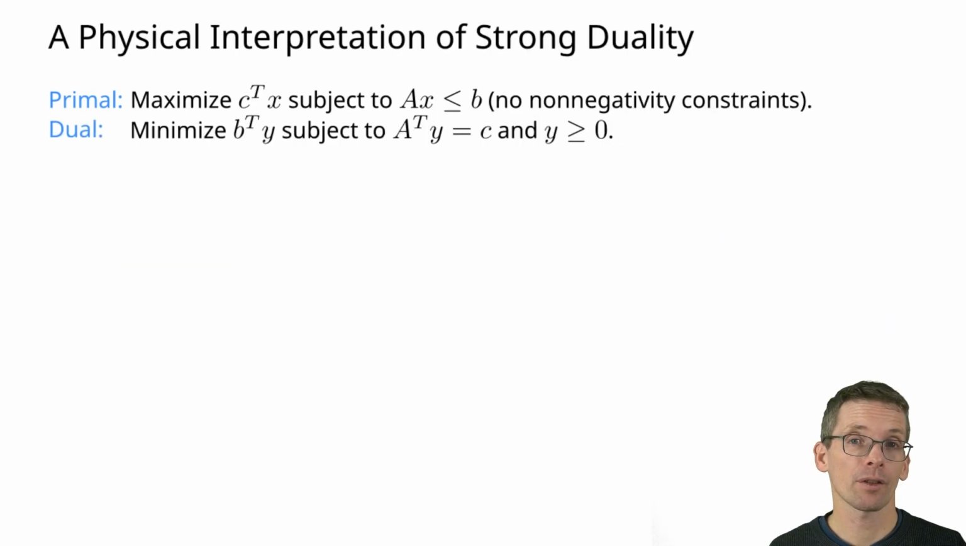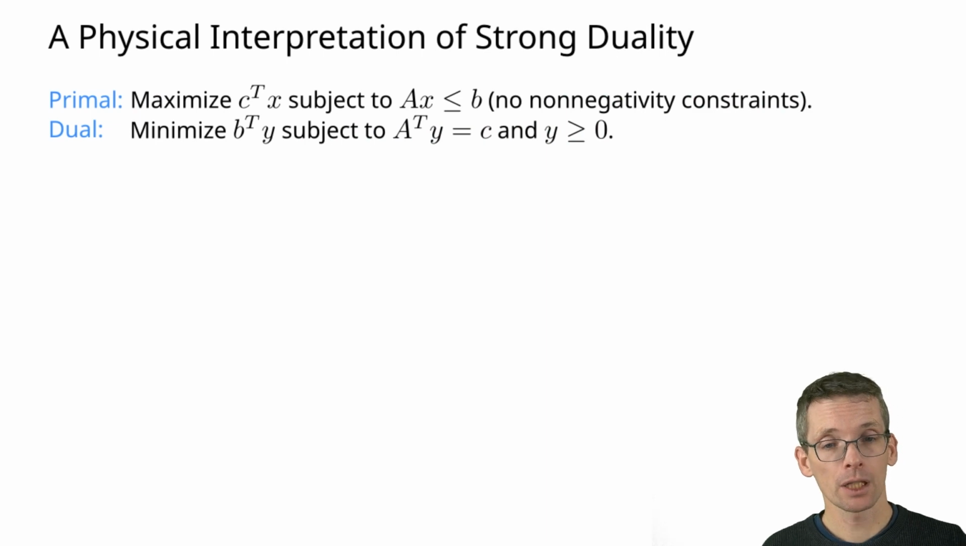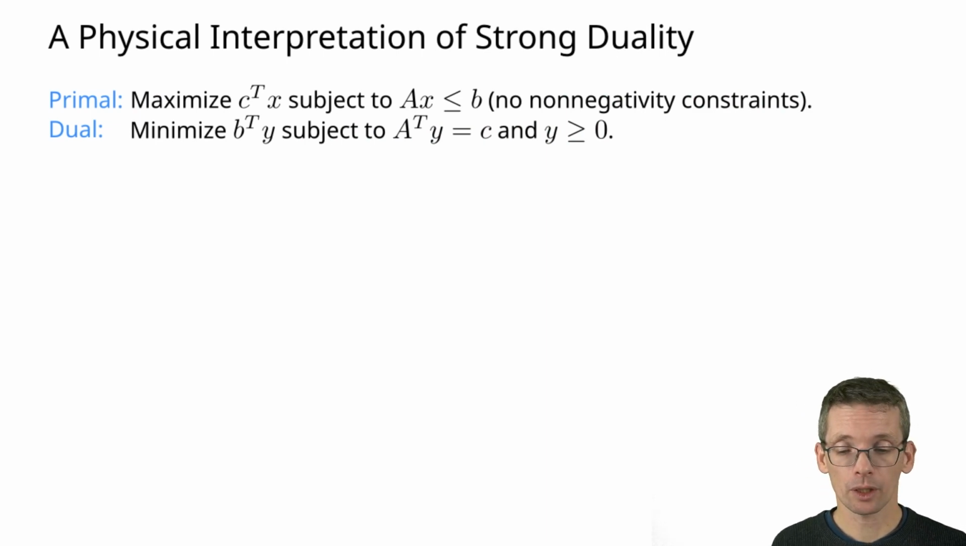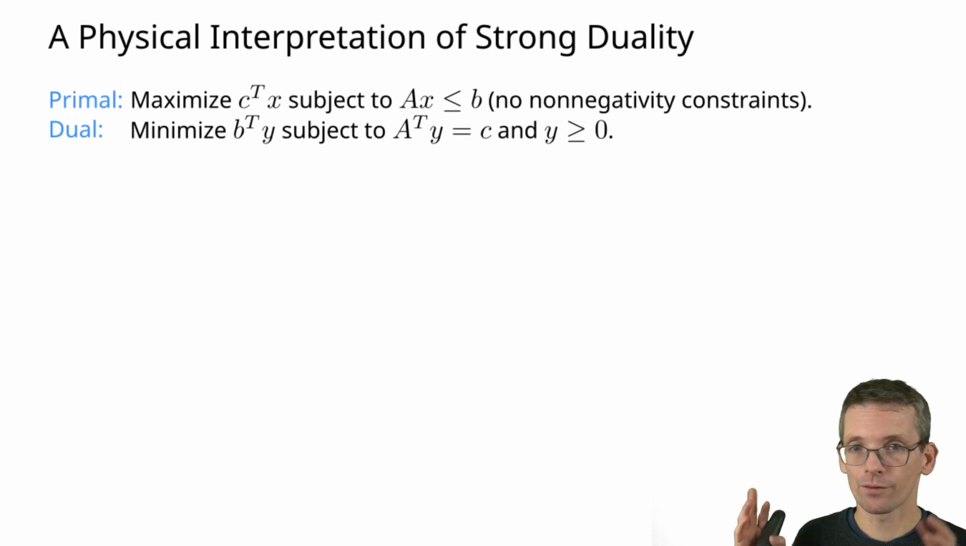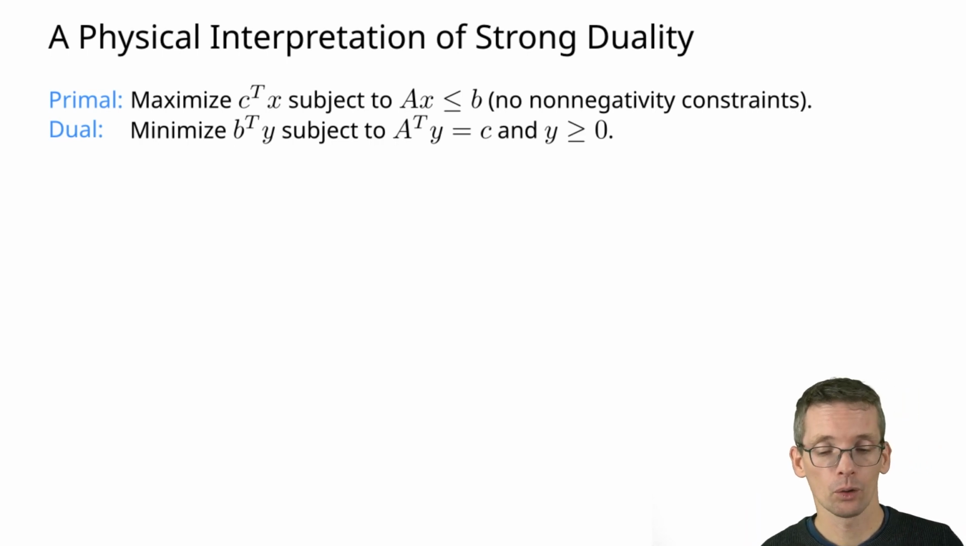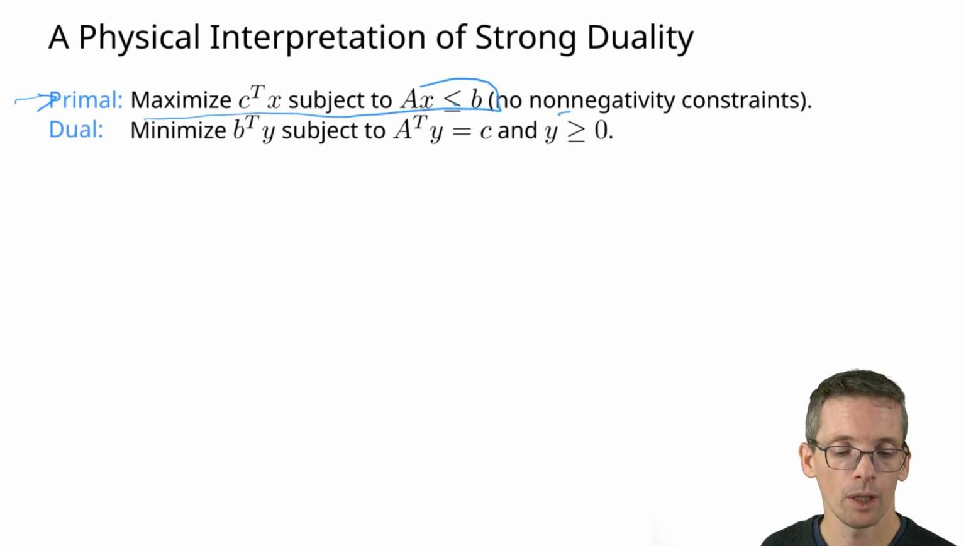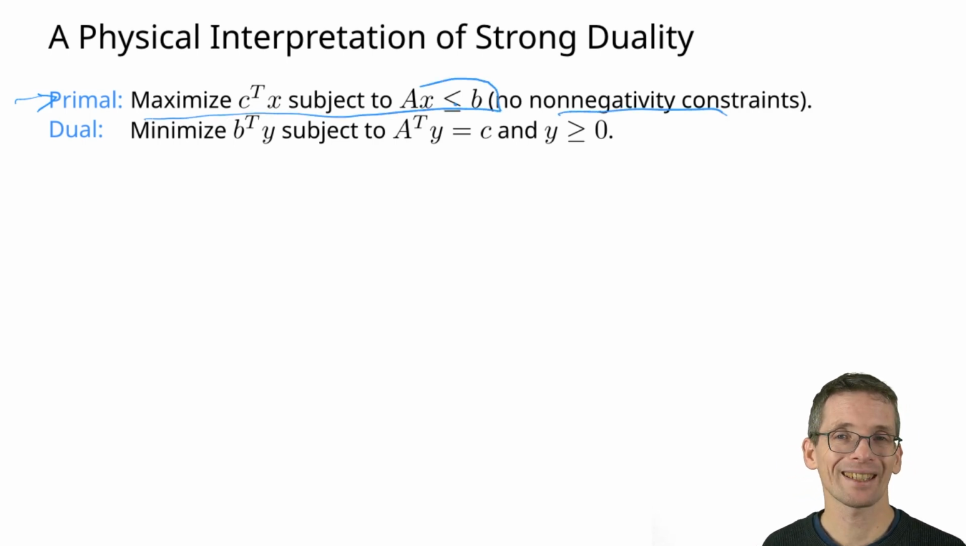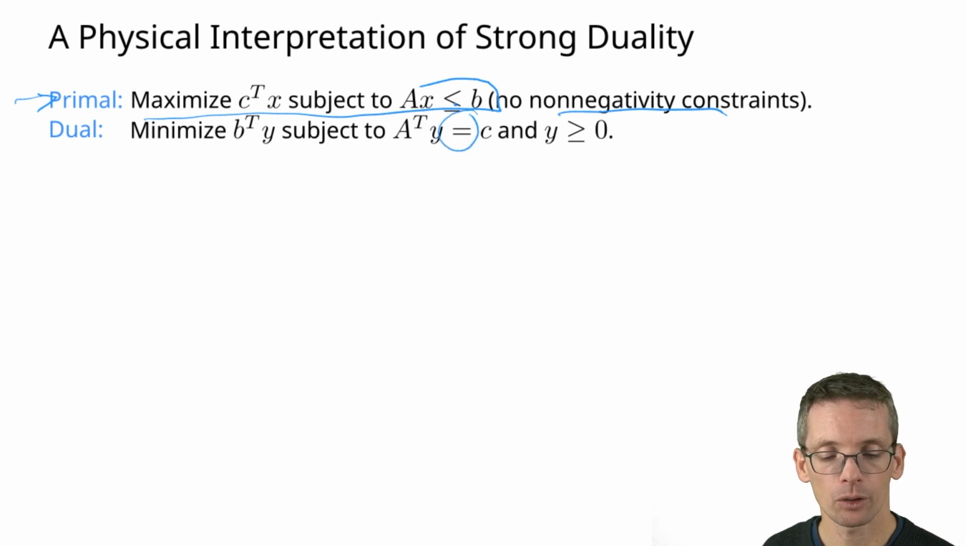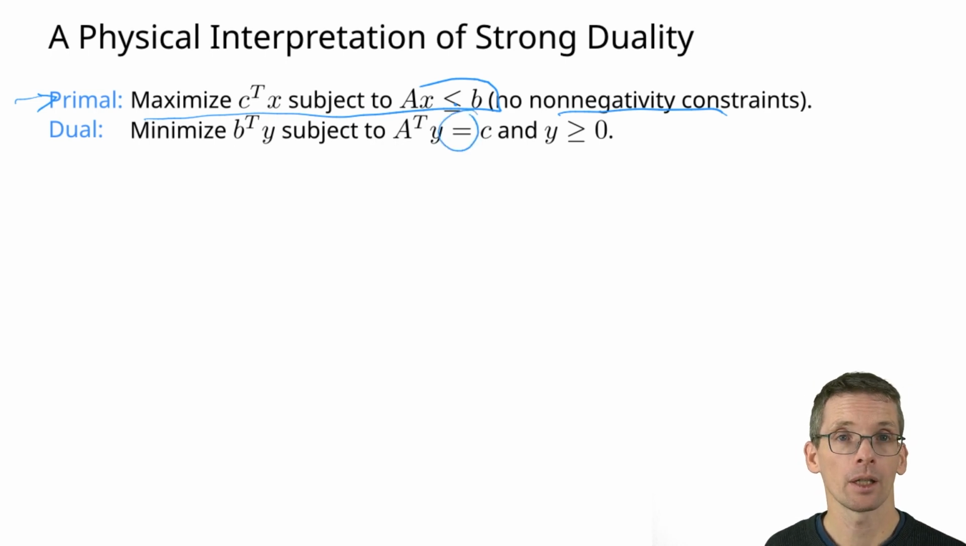In the last part of the video, we want to take a look at a physical interpretation of duality, which in particular gives us a physical proof of strong duality. For that, we're going to have a primal linear program in the form given here, so smaller-equal, no non-negativity constraints, and since we have no non-negativity constraints in the primal, we have equality in the dual.